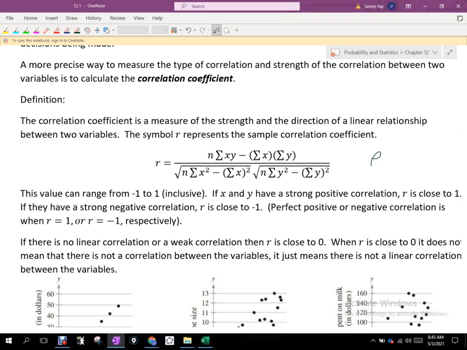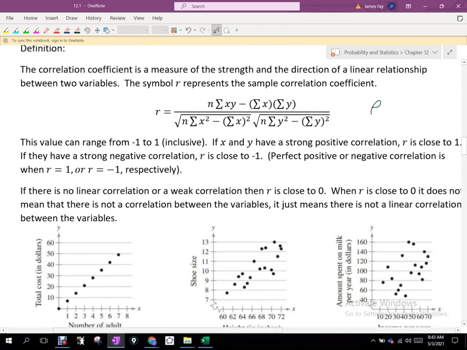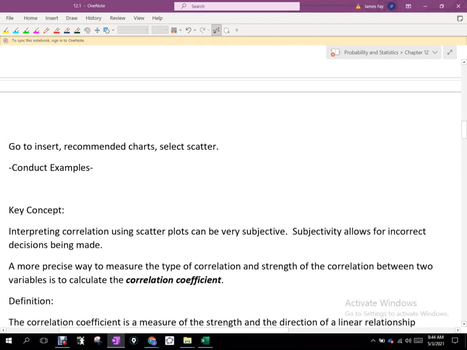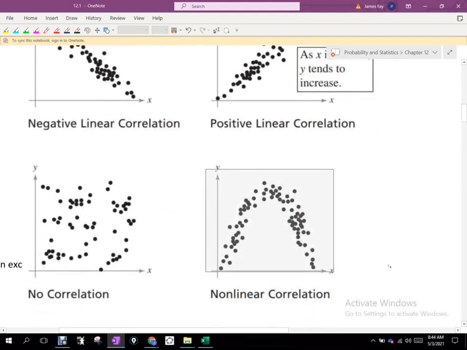So if there is no linear correlation or a weak correlation, then r is going to be close to 0. Okay. So when r is close to 0, it does not mean that there is not a correlation between the variables. It just means there is not a linear correlation between the variables. Does that make sense? So when we look up at this data here, if I were to take that raw data and run that through that formula, it's probably going to give you an r close to 0. And all that means is that there's not a linear correlation. There is indeed a quadratic correlation here. Does that make sense? Okay, so that would be maybe something that we have to investigate further.